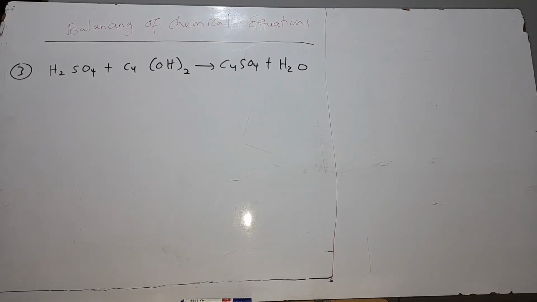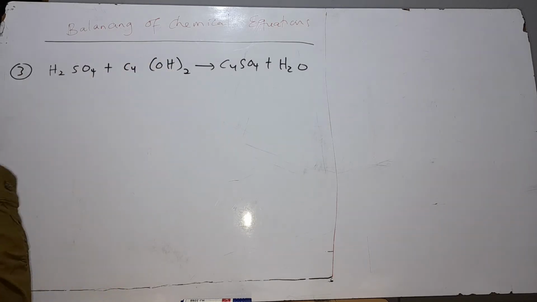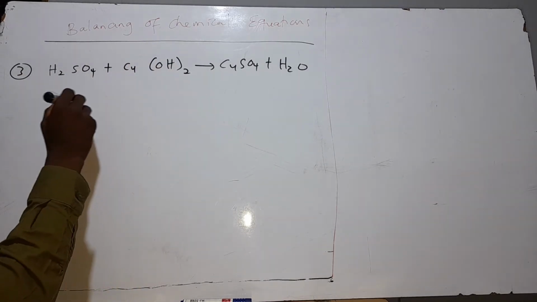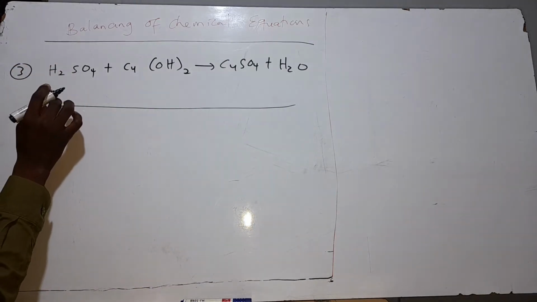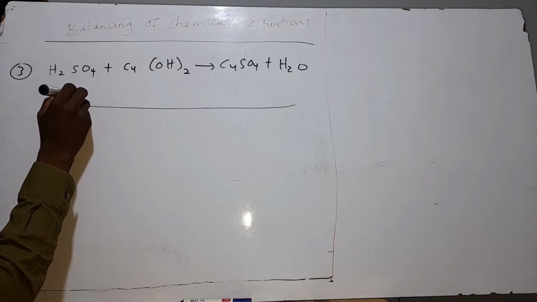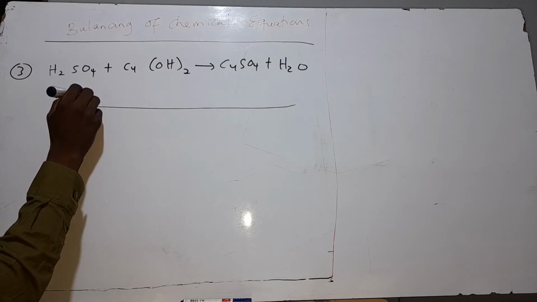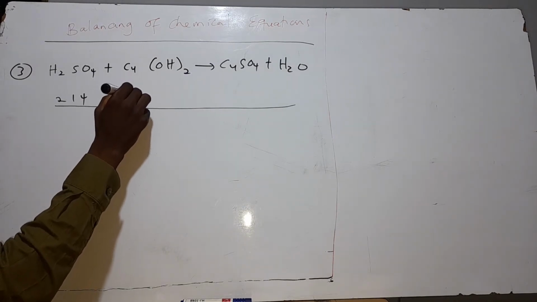Alright, so there are other methods, but let's try this one before I introduce the other method to you. Try and follow. I roll a line here and ask myself, how many hydrogen do I have here? We have 2 hydrogen here. Then we have 1 sulfur here. We have 4 oxygen here. And on the same side we have 1 copper here.